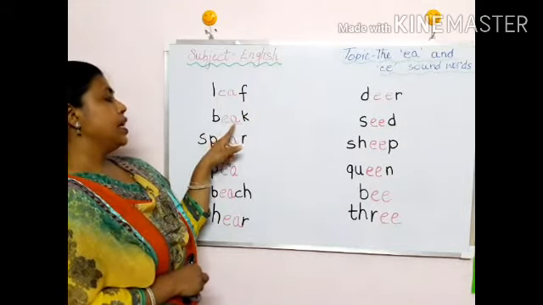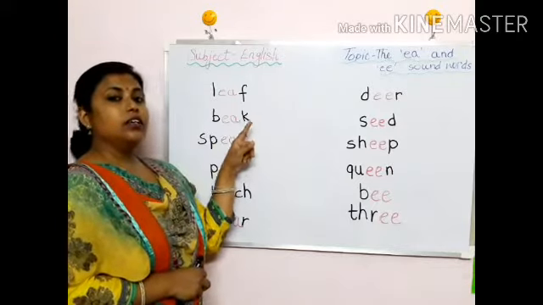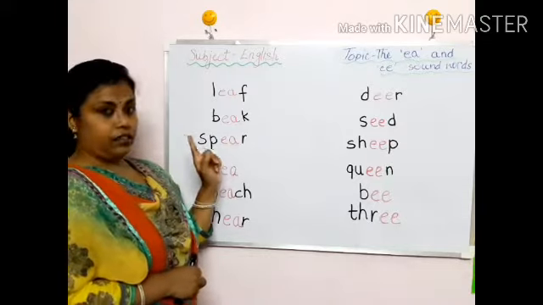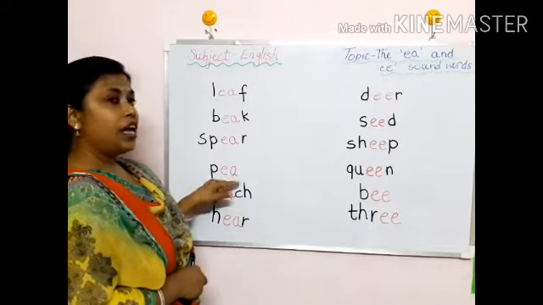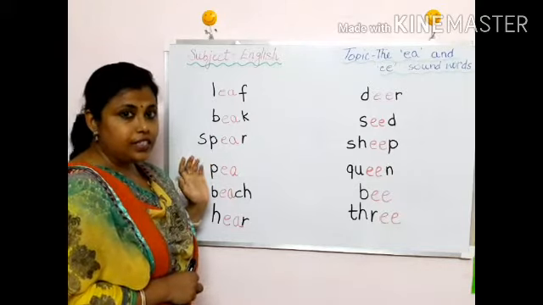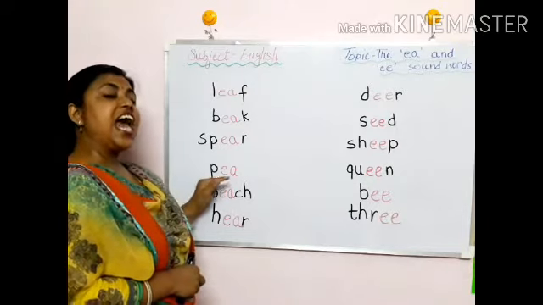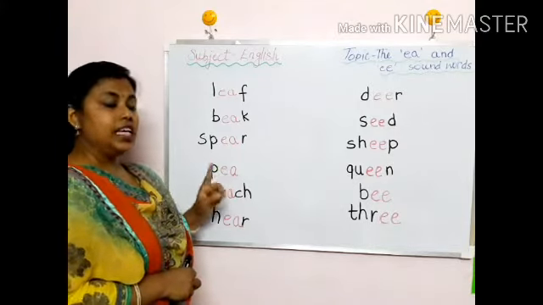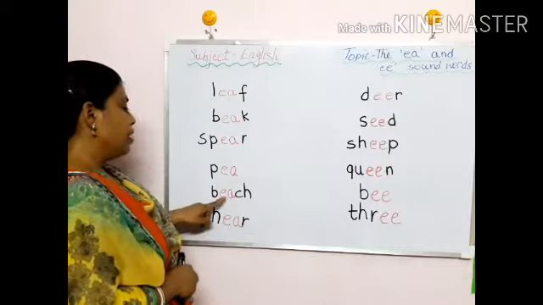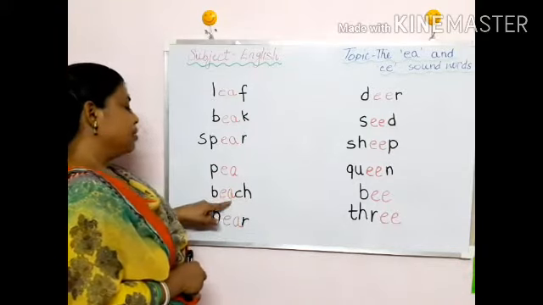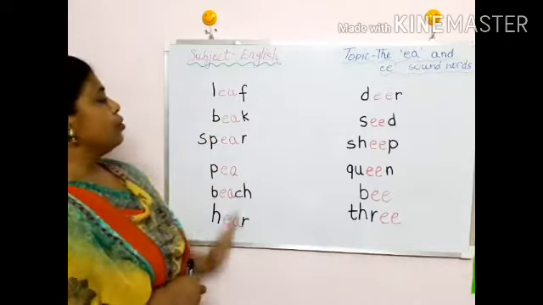B, E, K, we will not say B, E, A, K. We write B, E, A, K, but when we speak, we say B, E, K, beak. S, P, E, A, R. We write it like this, but we will say spear. P, E, A, P. You eat peas in the winter season. We will not say P, E, A, E, A, not like that. Because E, A together sounds E. We will take only one sound for it. B, E, Ch, C, H sounds Ch, beach. H, E, R, here. So these were the E, A sound words which sound E.